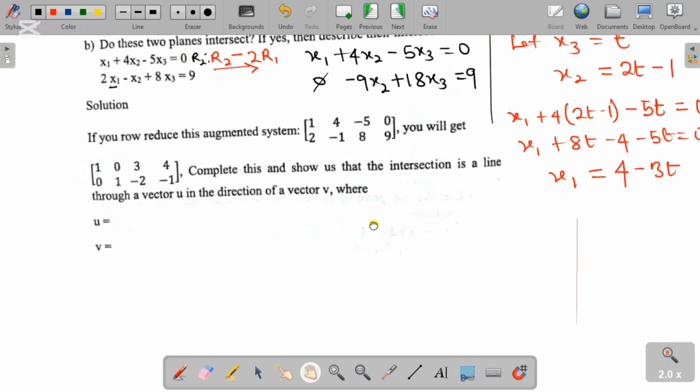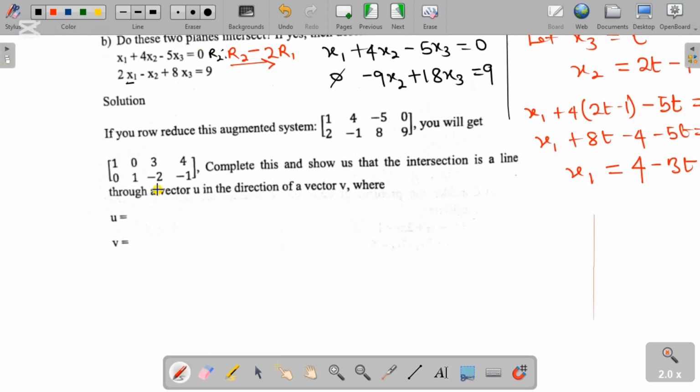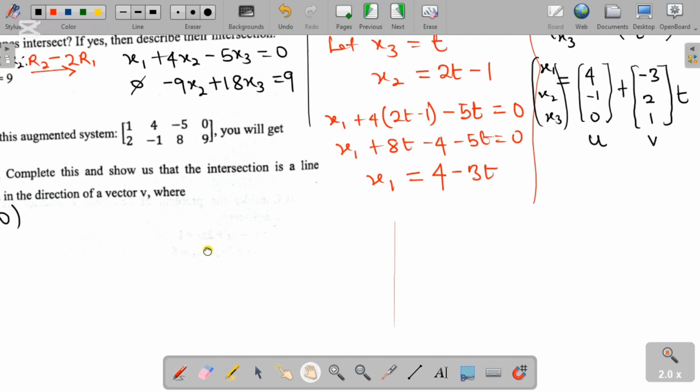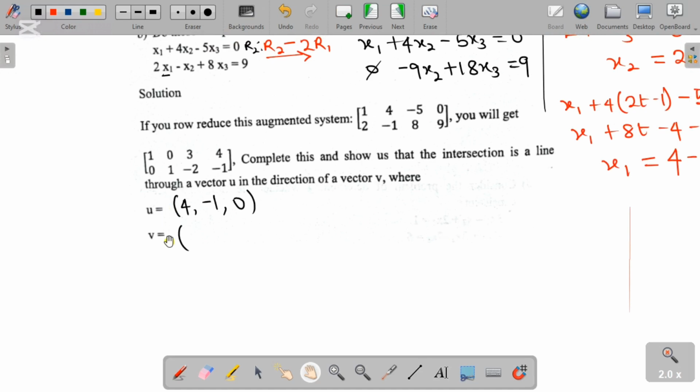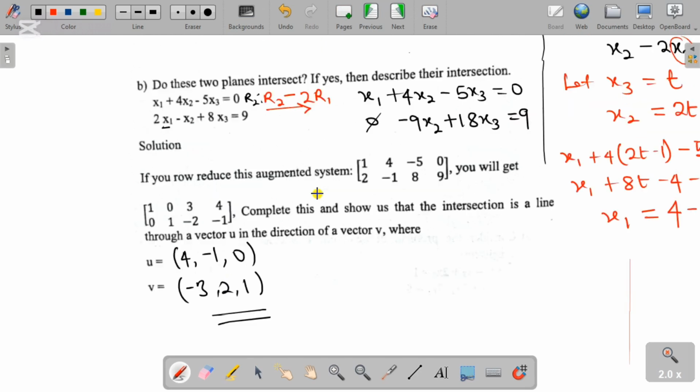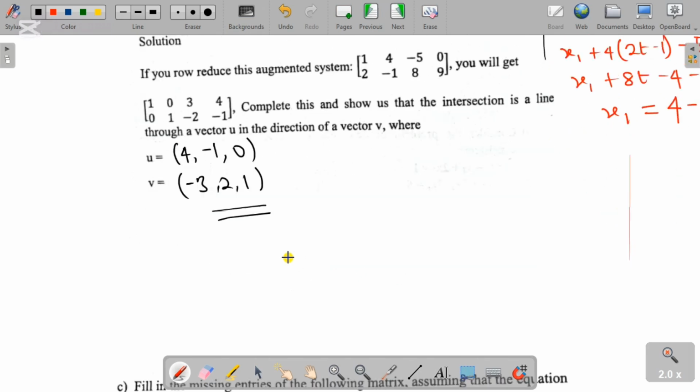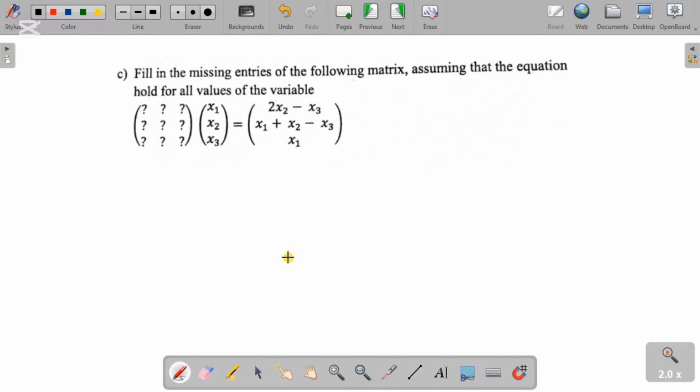So we have 4, minus 1, 0. So our vector u is 4, minus 1 and 0, and then our vector v is going to be minus 3, 2 and 1. Okay, so we have vector v as minus 3, 2 and then 1. And that is the solution to this problem. So in writing this for your material, you don't need to solve all of these that I did here. Just fill only these two. That's all they required you to do. Okay, and so we move on to the next question.